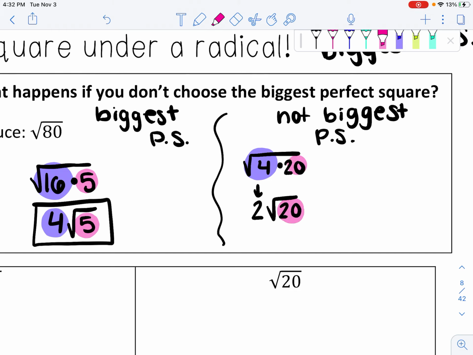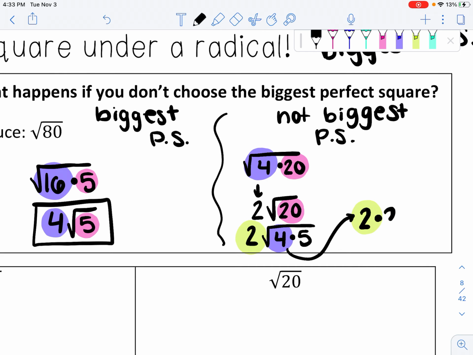because 20, I can actually break down 20 using another perfect square. So I have this 2 already out front, and I can say, well, hey, 20 is actually 4 times 5. So I was able to pull out another perfect square. The square root of 4 is 2 again. So I had this 2 already out front, and now I have another 2 because the square root of 4 gave me another 2.